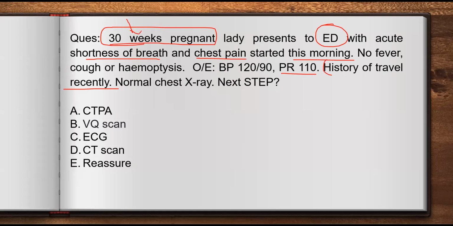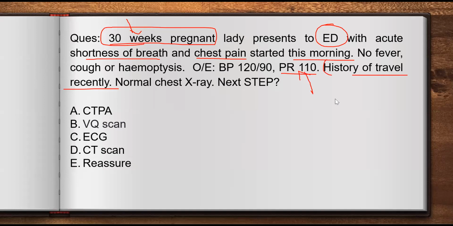Someone who is 30 weeks pregnant, having chest pain and shortness of breath, having tachycardia, and having a recent history of travel, you should immediately think about what? What is your most likely diagnosis in this case? Pulmonary embolism, definitely, right? So obviously it should be a pulmonary embolism case. You did a chest x-ray and it came back normal. Can you exclude pulmonary embolism by doing a chest x-ray? No.